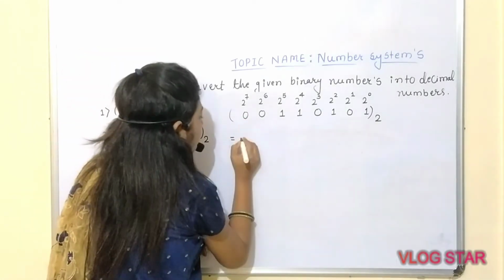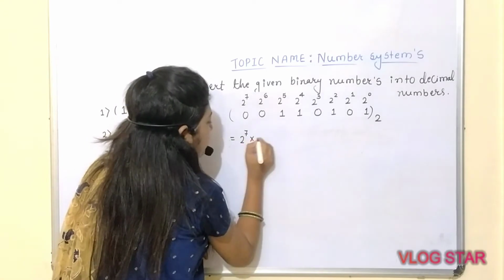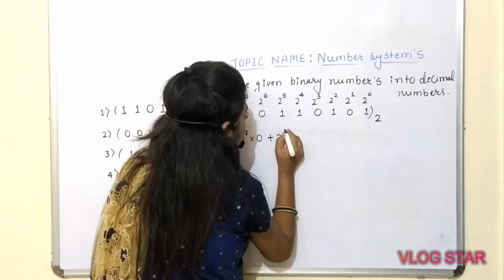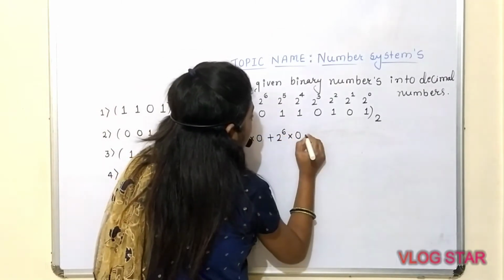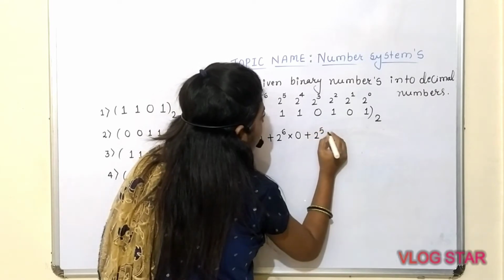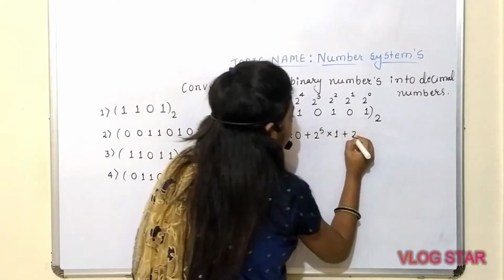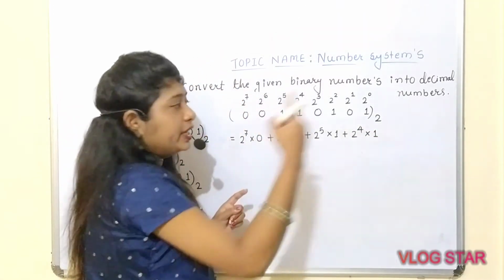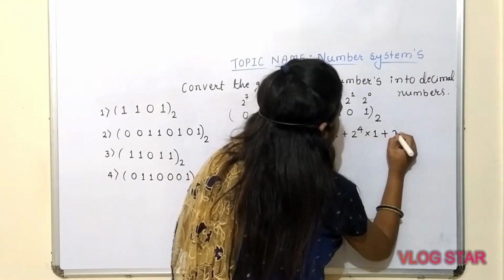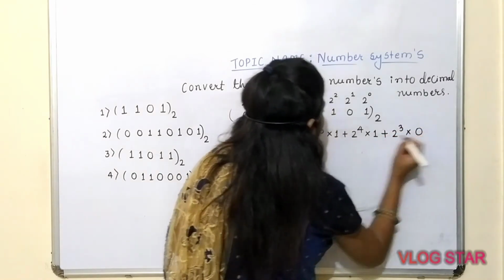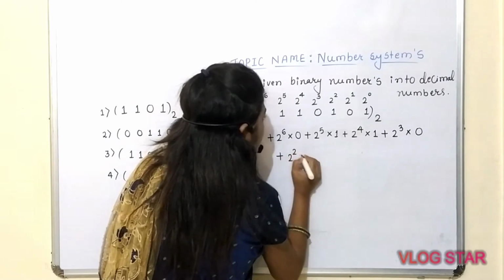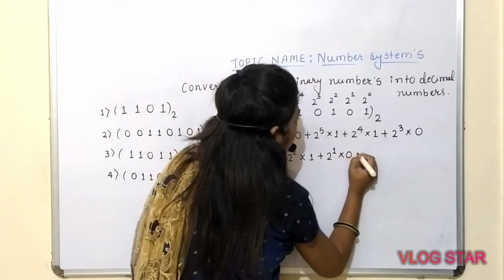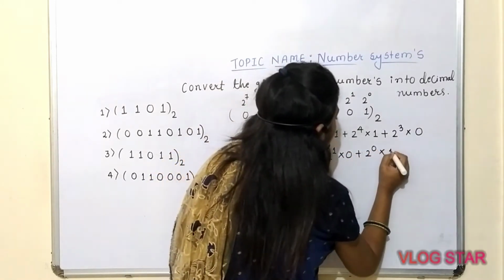You have to consider the first number, that is 2 raised to 7 into 0. Then you have to club them. While clubbing them, you need to consider the second number and then third number, and so on. I hope you have understood this concept, how to convert binary number into decimal number. Next would be 2 raised to 3 into 0, then plus 2 square into 1 plus 2 raised to 1 into 0 plus 2 raised to 0 into 1.